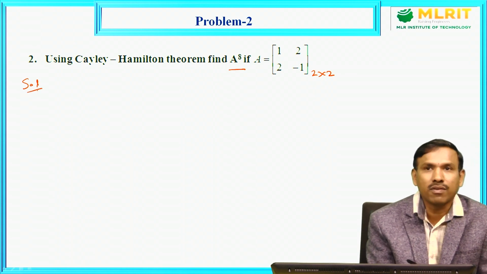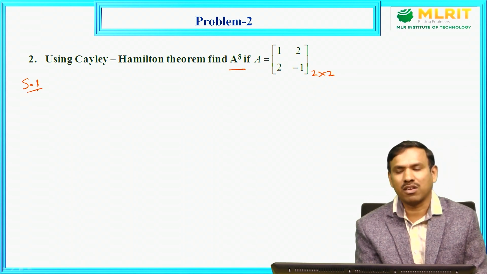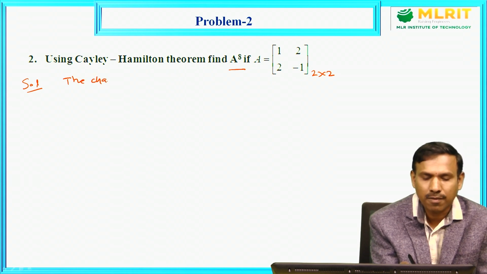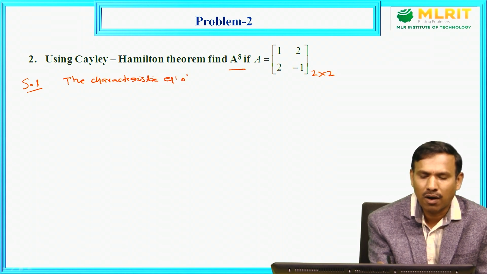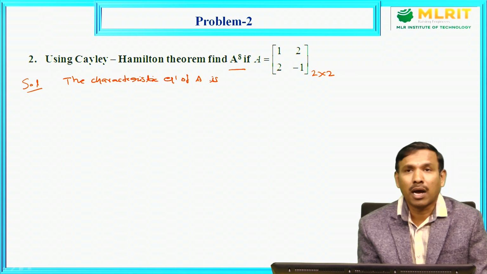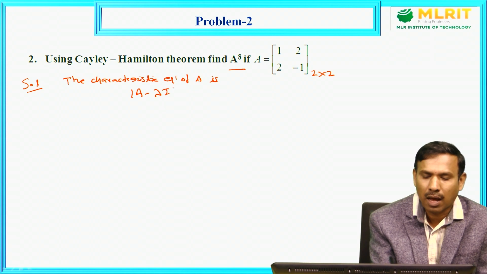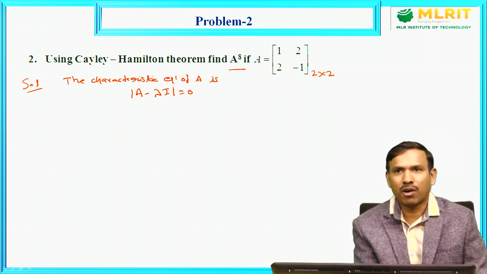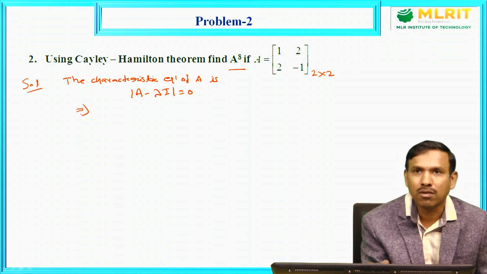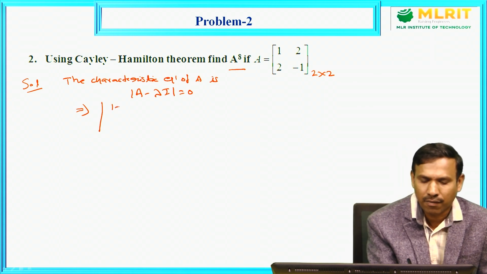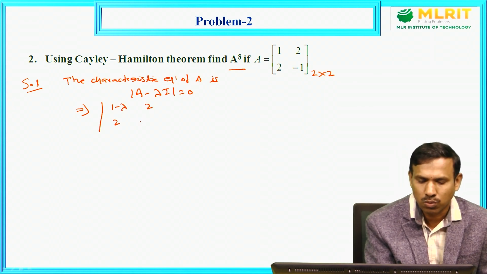So, we know the equation of the Cayley-Hamilton theorem: a square matrix satisfies its characteristic equation. Whenever we use the Cayley-Hamilton theorem, we take the characteristic equation of A, determinant of A minus lambda I equal to 0. From the diagonal, we subtract lambda: 1 minus lambda, and minus 1 minus lambda.